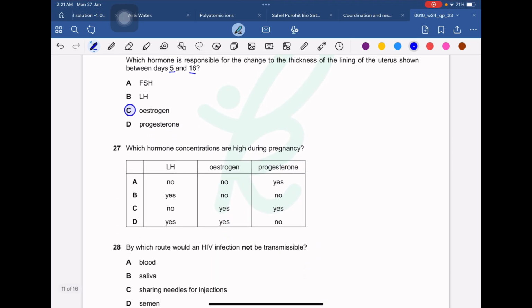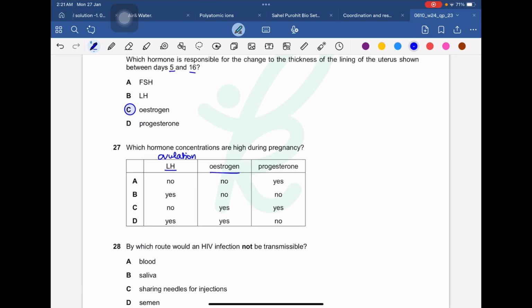Next question. Which hormone concentrations are high during pregnancy? For that, let us see the options. LH is the hormone which causes ovulation, so it has no function in pregnancy. Estrogen will be high because it will be maintaining the lining of the uterus and repairing it. So estrogen will be required, and progesterone is the hormone which is said to be maintaining the pregnancy. So that's why option C is correct for this.